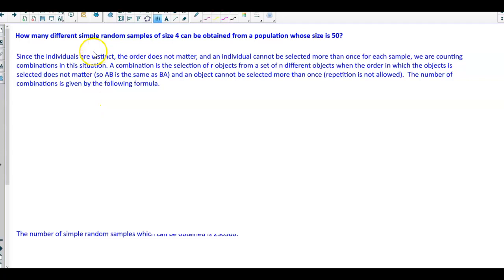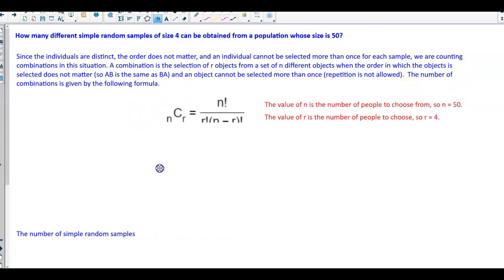Since the individuals are distinct, the order does not matter, and an individual cannot be selected more than once for each sample, we are counting combinations in this situation. A combination is the selection of r objects from a set of n different objects when the order in which the objects are selected does not matter. So AB is the same as BA, and an object cannot be selected more than once, meaning repetition is not allowed. The number of combinations is given by the following formula.